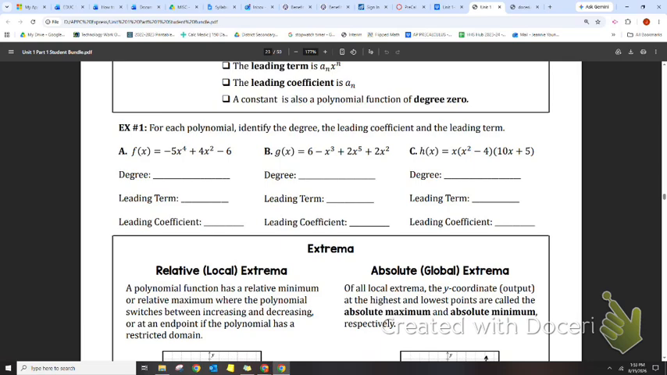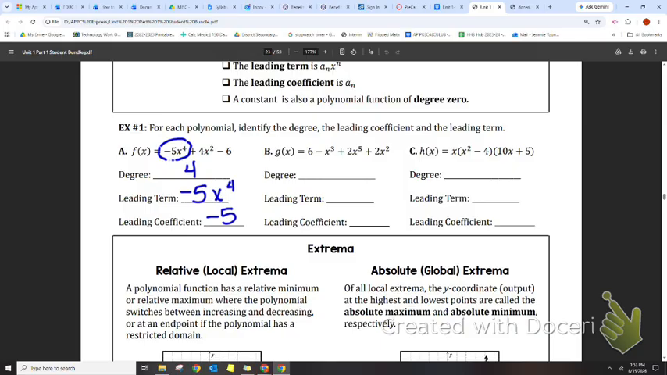All right, so on A, first thing I'm going to do is go find that leading term because everything else is contained in it. So I'm going to go find that largest exponent, which is this term right here. So there's our leading term, negative 5x to the 4th. Remember, the degree is going to be the exponent on the x, and the leading coefficient is the number in front of it.